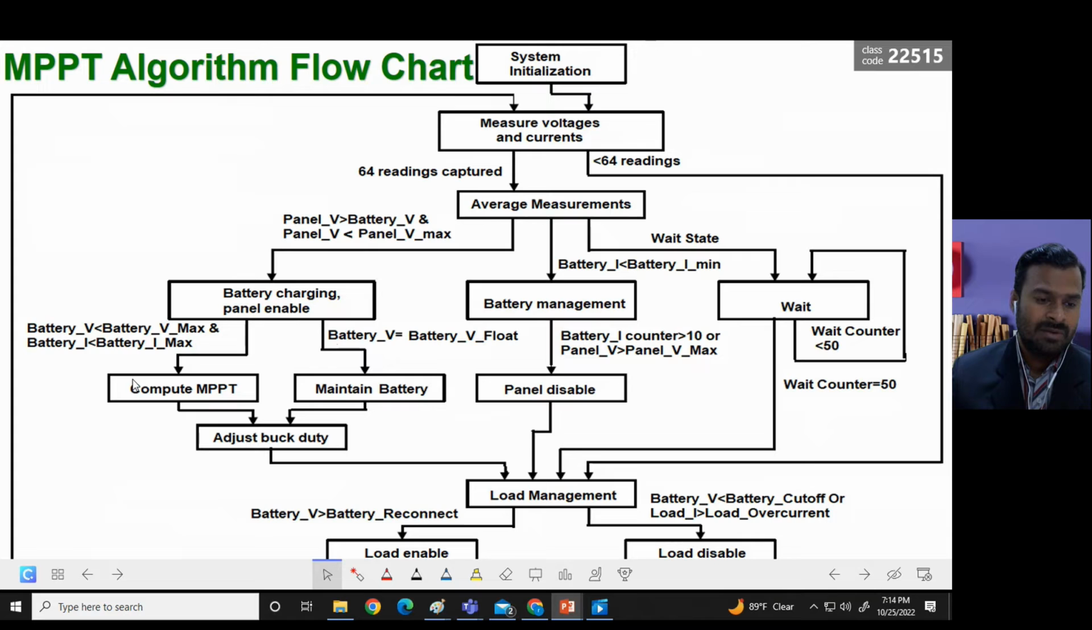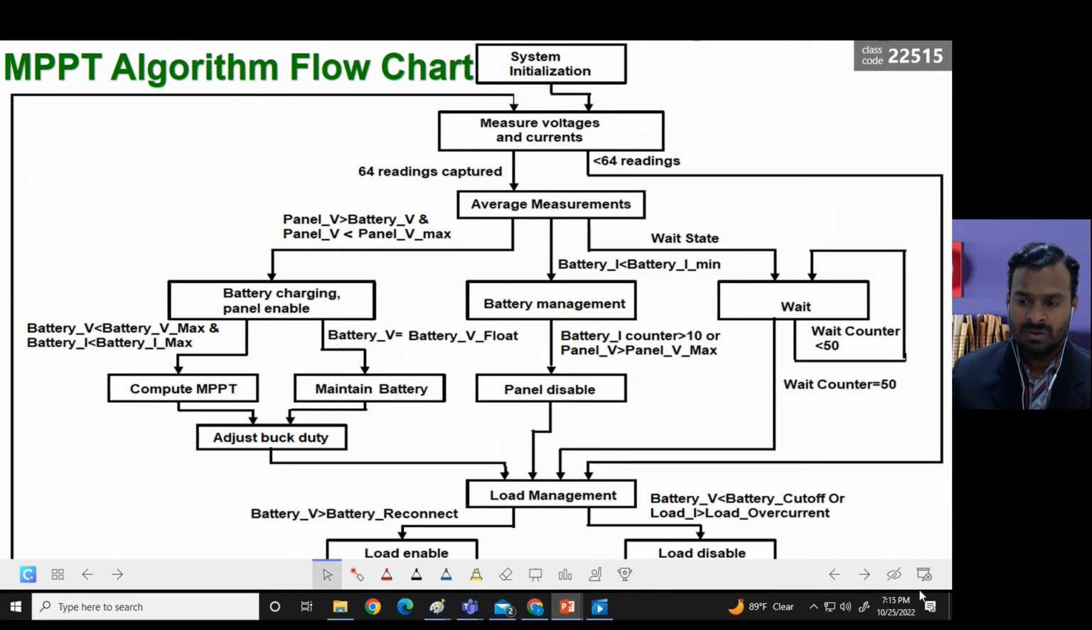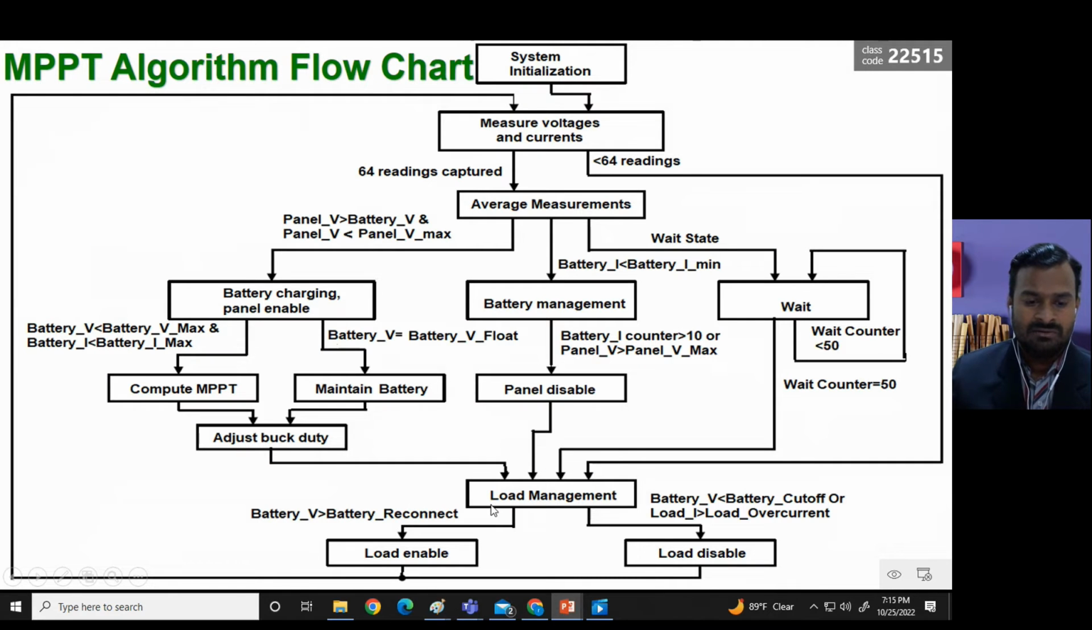Before that, it will compute the MPPT, the MPP point. By computing the maximum power point, by increasing the voltage or increasing the load, and adjusting that, you will be able to set the duty cycle of the buck converter. By adjusting the buck converter duty cycle, you will achieve the required voltage and current values, and it goes to the load management point. So from here, what happens for the load condition?